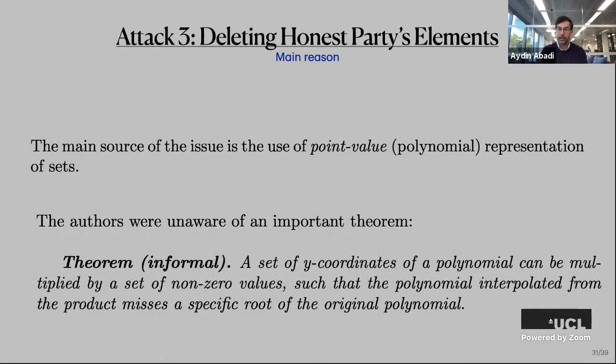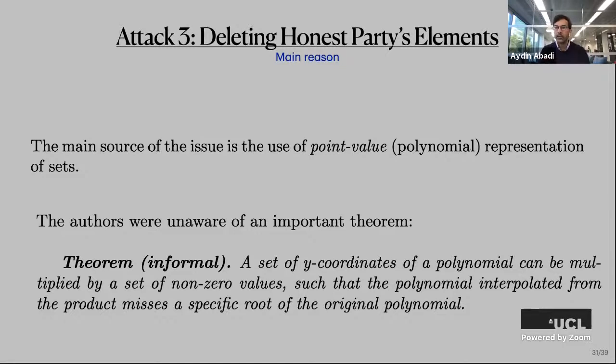The main source of the issue is that the parties use a certain polynomial representation of sets. Specifically, the protocol requires the parties in the sub-protocol OPA to represent their polynomial in point-value representation, or X and Y coordinate representation. However, if they use this representation of polynomial, then a malicious party can affect its victim's inputs by relying on the theorem I stated in the slide.